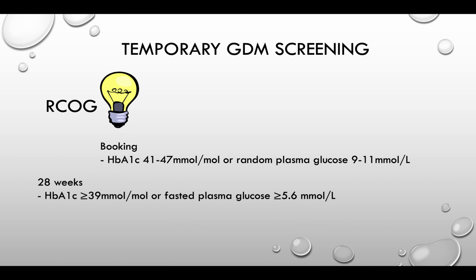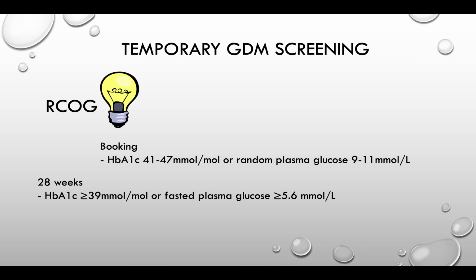So, during the COVID-19 pandemic, the Royal College of Obstetricians and Gynecologists proposed a temporary screening pathway for women with risk factors. The amended pathway was intended for the peak of the pandemic only, with intent for trusts to return to the NICE recommended screening pathway once the risk of transmission allows. This is because the oral glucose tolerance test requires long waiting times in large groups.